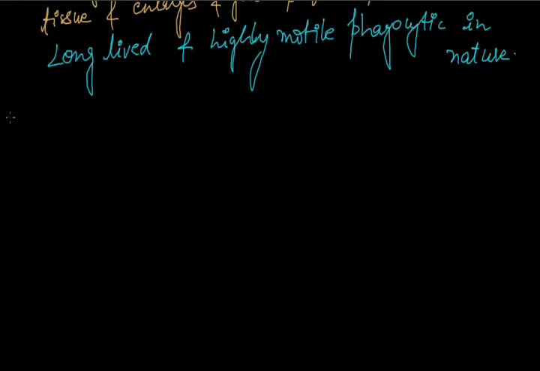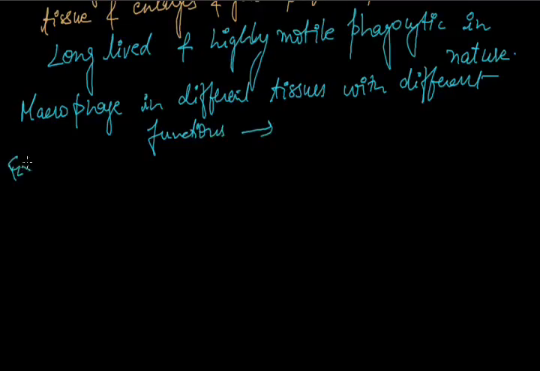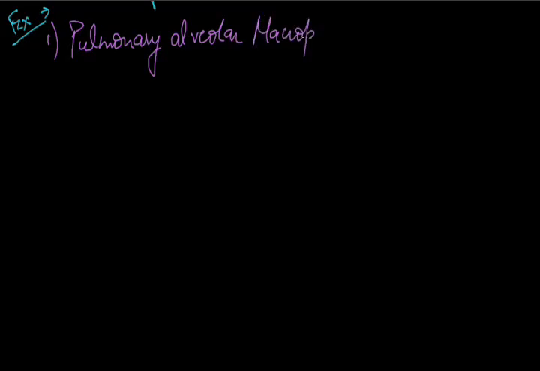There are different macrophages in different tissues according to their function. Different tissues with different functions. For example, there are certain names by which different macrophages are known, and according to the location the names are given. First is the pulmonary alveolar macrophage. This is present in the lungs, as pulmonary is the word used for the lungs.